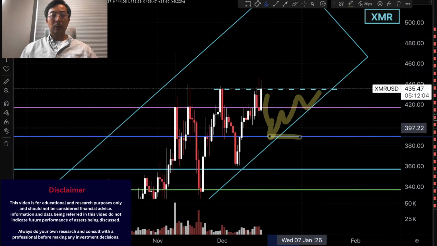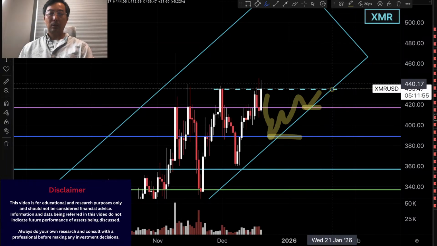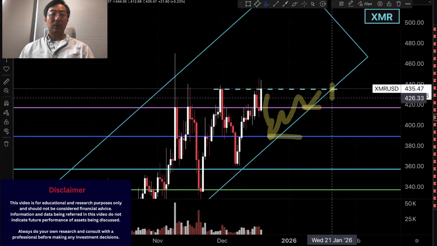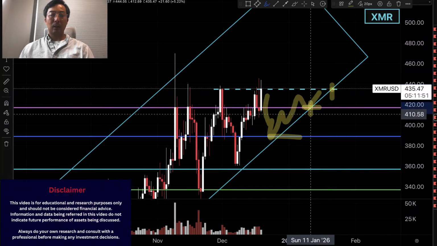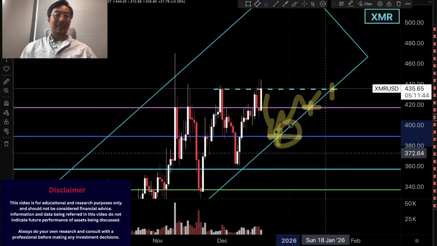We've got this blue key level 388, purple key level 417, and this blue dash level of 434. This one points to the 21st of Jan. This one points to the 11th. This one points to right after Boxing Day. The third one over here is less likely.